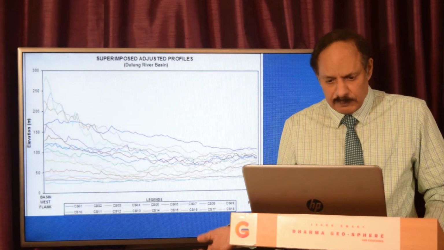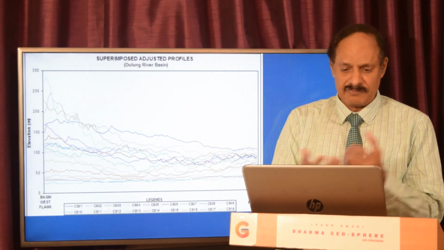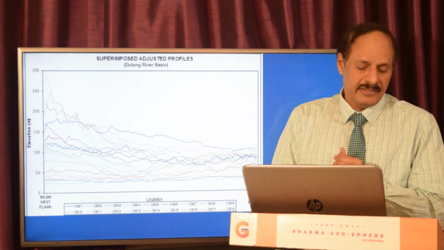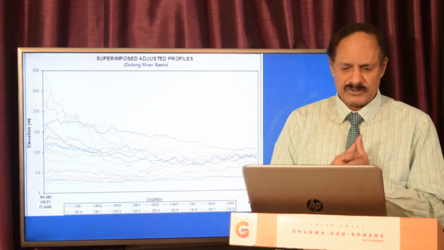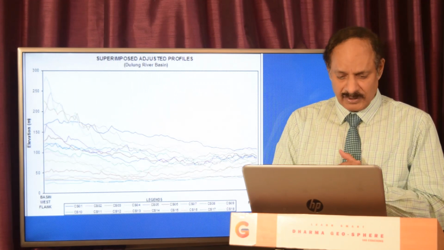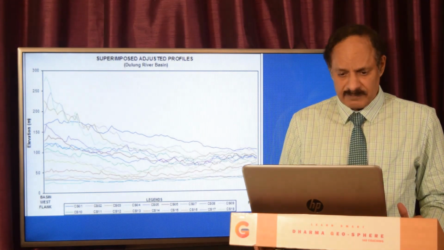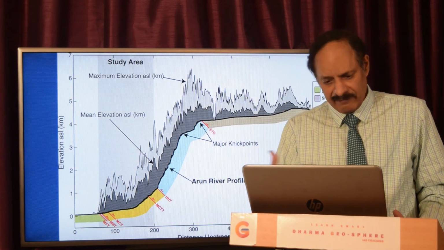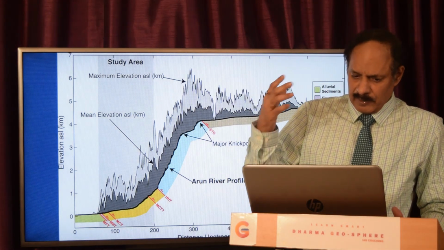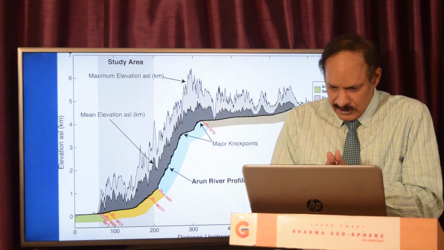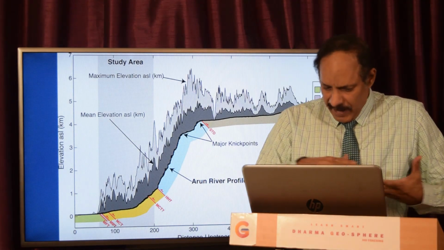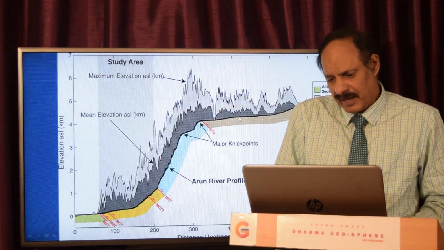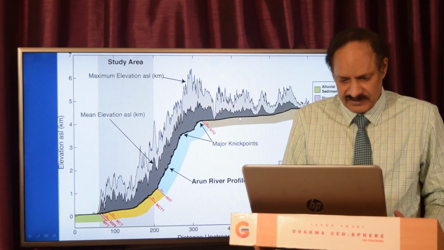Similarly, these are superimposed adjusted profiles, say for example in the Dalung River Basin, where they have identified an erosion surface, superimposing the adjusted profiles of the river systems. This is the study area where in the Arun River profile they have identified the maximum elevation and the mean elevation and the major nick points, where a flat surface was seen somewhere here, and that is identified as an erosion surface.